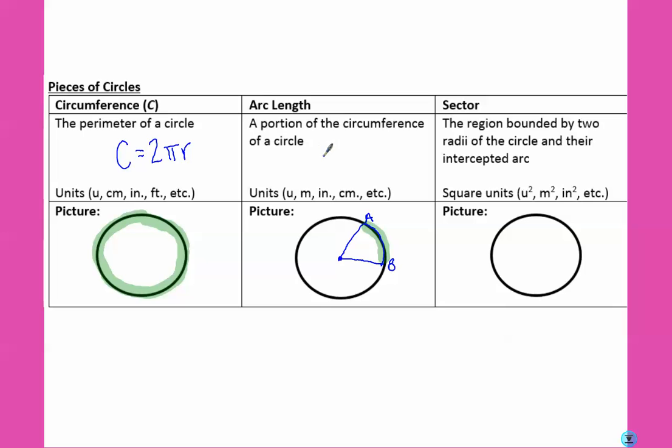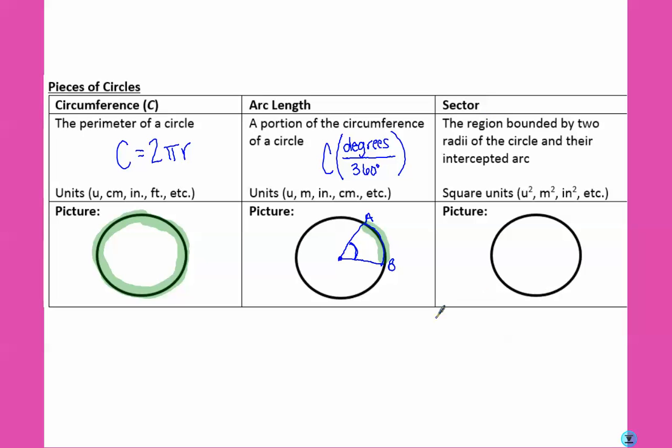We calculate this by taking the circumference and multiplying it by the number of degrees of that angle or arc divided by 360 degrees. So we're going to have to use our circumference formula.